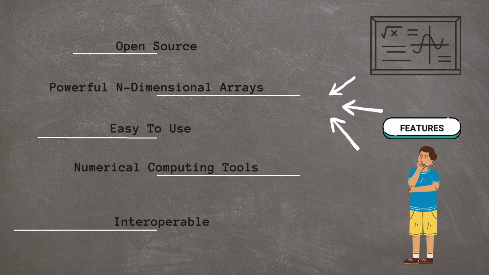The fourth one is numerical computing tools. NumPy provides tools for performing various numerical computations, including mathematical, logical, statistical, and linear algebra operations. For example, performing matrix multiplication using NumPy. The fifth one is interoperable, which means NumPy seamlessly integrates with other libraries and languages, allowing data interchange and collaboration with tools like Pandas, SciPy, and languages like C and Fortran. For example, using NumPy with Pandas for data analysis. These are all the features NumPy carries.